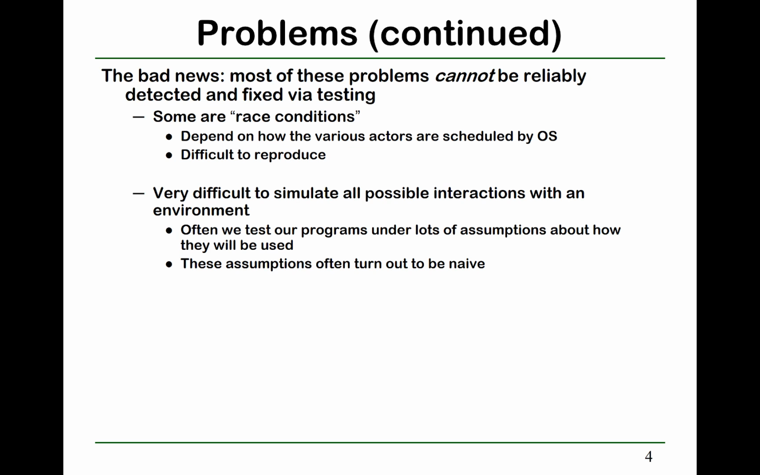Well, many of these problems cannot be solved by simply testing. For example, there are race conditions, and those problems may not occur all the time. They may occur only sometimes, so it's difficult to reproduce. And also, it is very difficult to simulate all the possible interactions with an environment. And often when we test a program, we are under a lot of assumptions about how the users use it, but actually in reality, that may not be true.